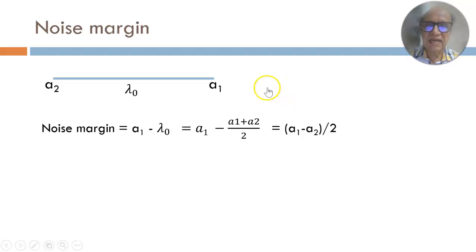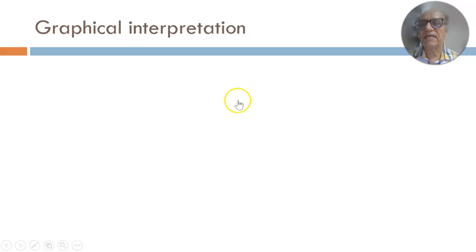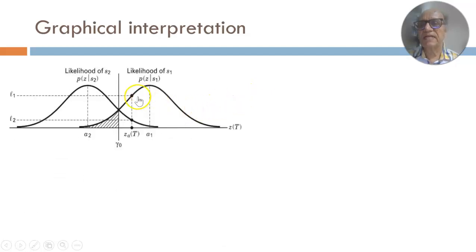So we want to do this calculation quantitatively now. For that we look at the conditional density functions again, plot them, and look at the whole thing graphically in terms of conditional density functions. So this is our P(z|S1). If S1(T) is transmitted, then the likelihood of S1 is maximum at Z equal to A1. And if S2(T) is transmitted, then the likelihood of S2 is maximum if Z is equal to A2.